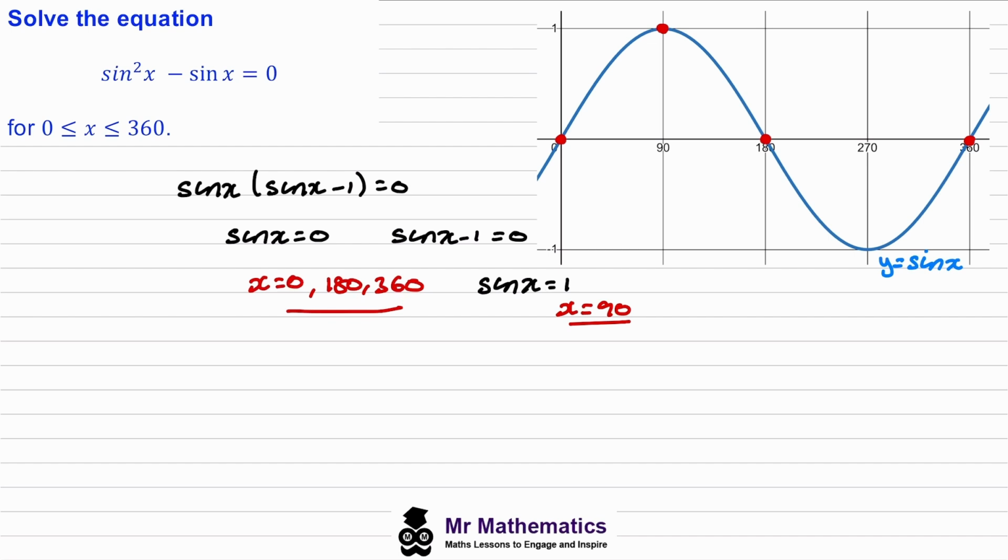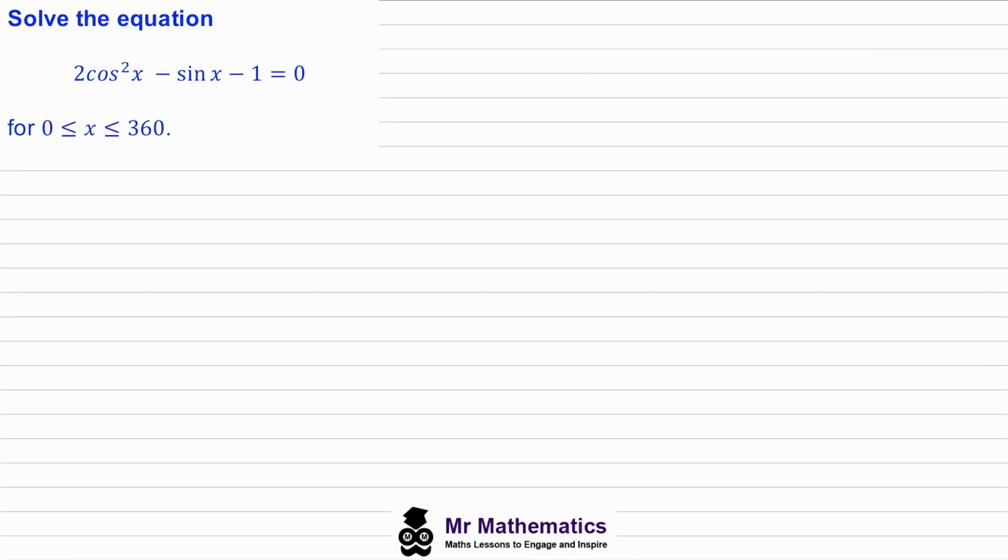Okay, let's try another example. Okay, so in this example, we've been asked to solve the equation 2 cos squared x minus sine x minus 1 equals 0. Again, within the range of 0 to 360. So now we have a combination of cos and sine terms. And to take this further, we need to change this so it involves only cos or only sine.